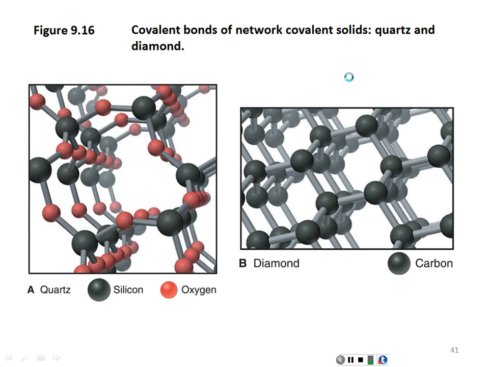Figure 9.16 in your book gives examples of covalent bond networks. So ionic compounds can make solids. Covalent compounds can also make solids. And here we see quartz and diamond. And these bonding networks can be very long and very extensive and actually lead to compounds that are even stronger than ionic solids.